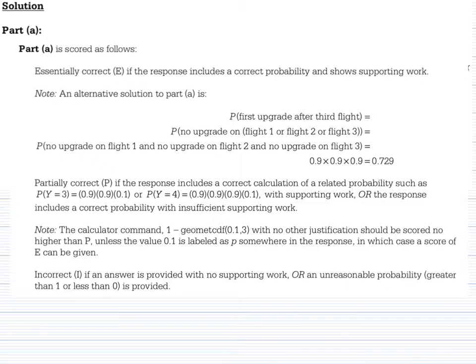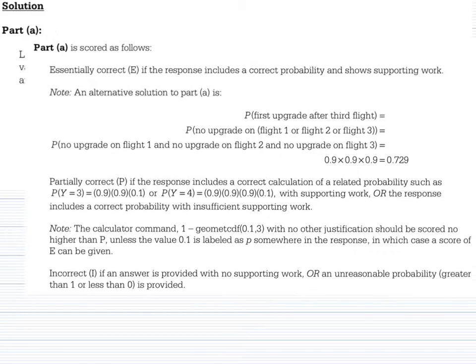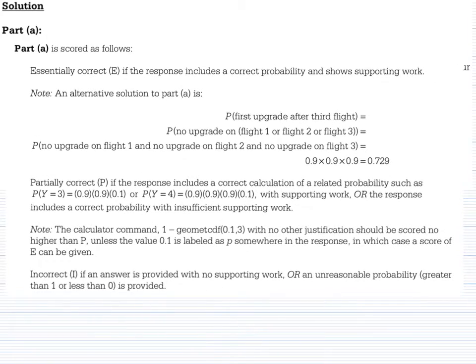Essentially correct if the work includes a correct probability and shows supporting work. An alternative is the first upgrade after the third flight: no upgrade on flight 1 or 2 or 3 equals no upgrade on flight 1 and no upgrade on flight 2 and no upgrade on flight 3. So that's the other way to go about it. Seems easier now that I look at it. You do have to show your calculations though.